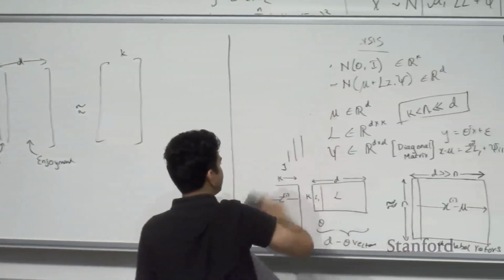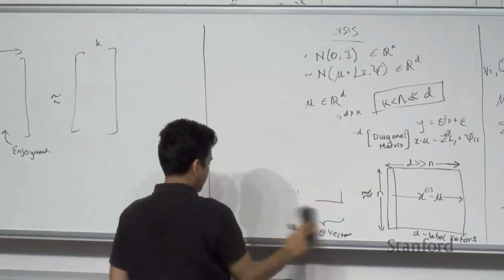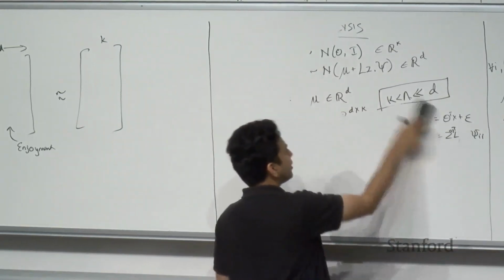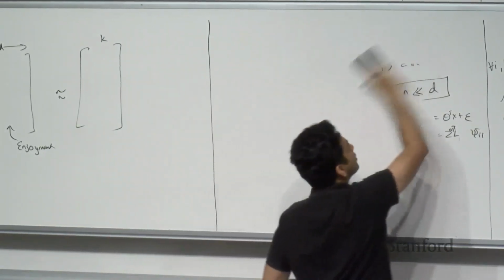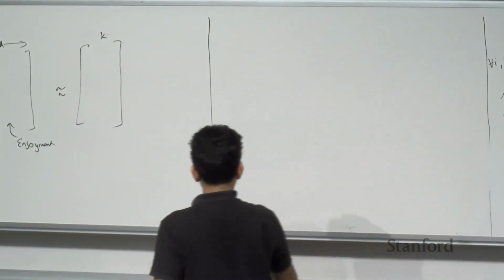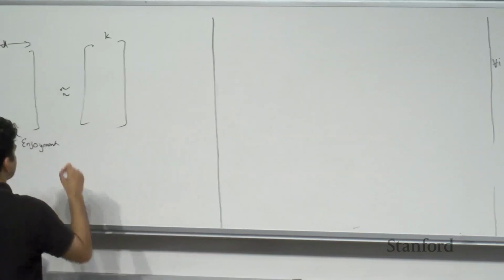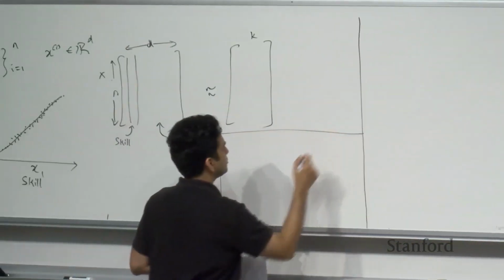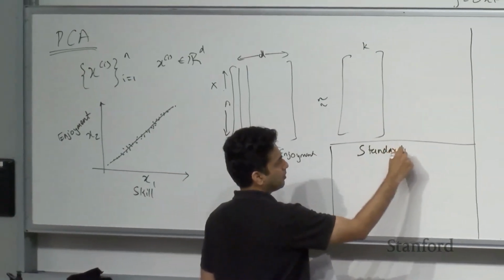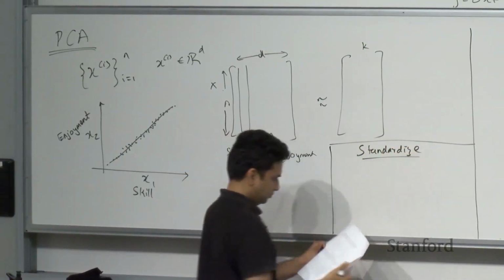So in PCA, the first thing we do is to center our data and scale it to have variance 1. What we mean is, the first step in PCA is to standardize your data set.